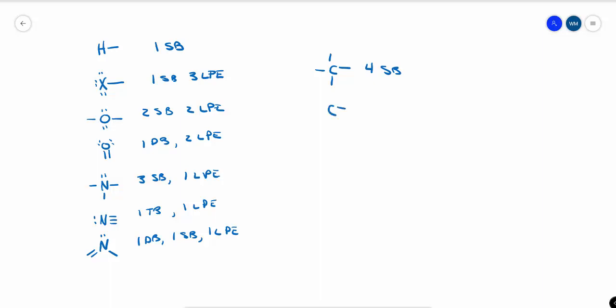Carbon with 2 double bonds. Not one that you see too often, but you will see it in OChem. So we have 2 double bonds and no lone pairs. Another bonding pattern you see often with carbon is 1 triple bond and 1 single bond. Very typical pattern. And then the last one, a very important one, is carbon with a double bond and 2 single bonds.